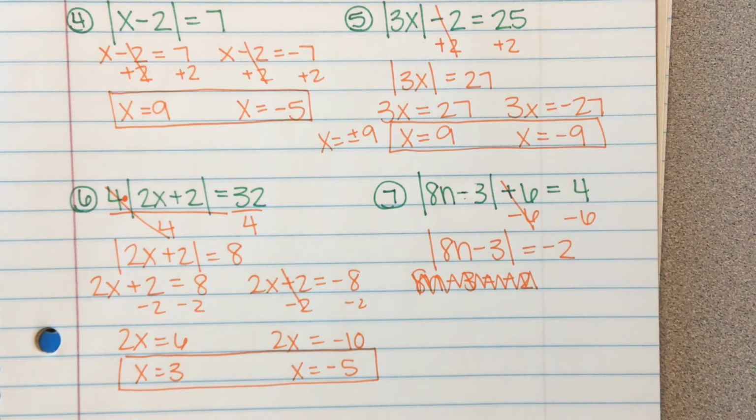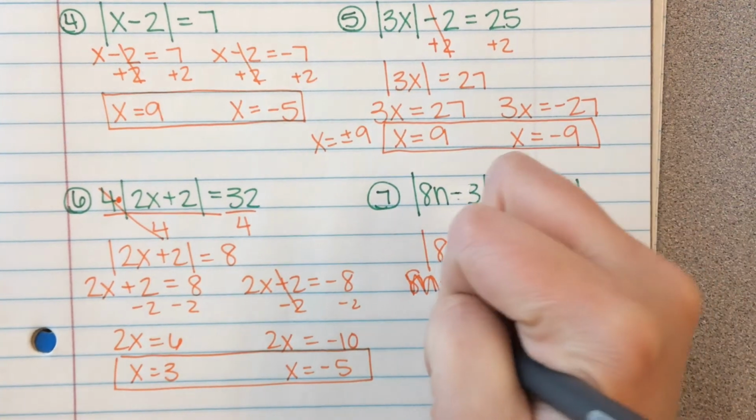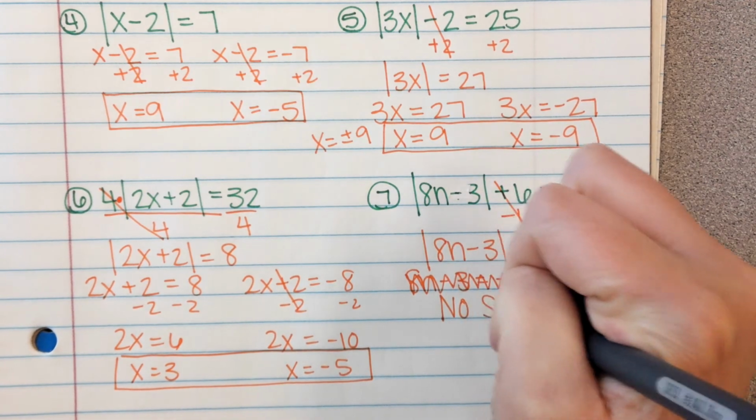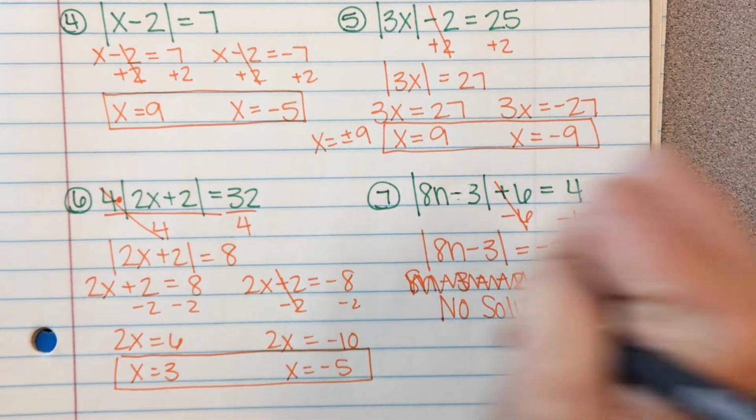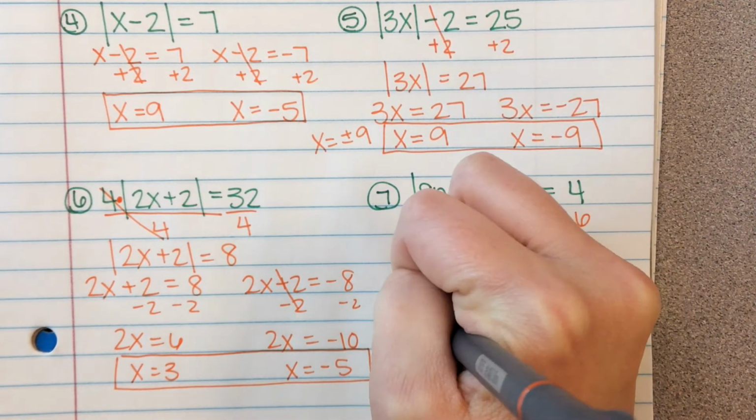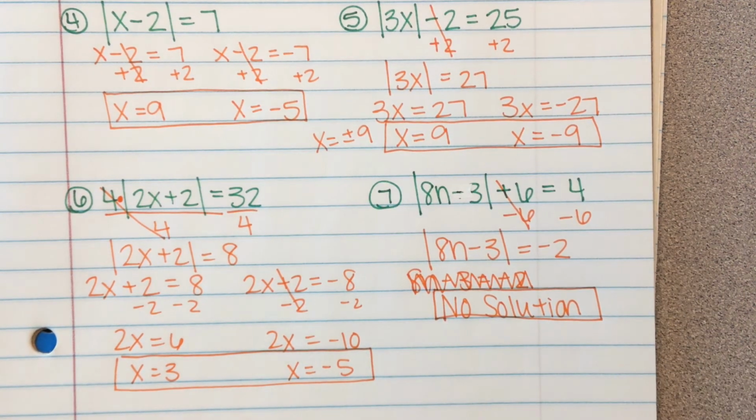What happens when you are solving an equation and you get something that cannot work? It cannot be true. That's right. We put no solution. So on number 7, put no solution.